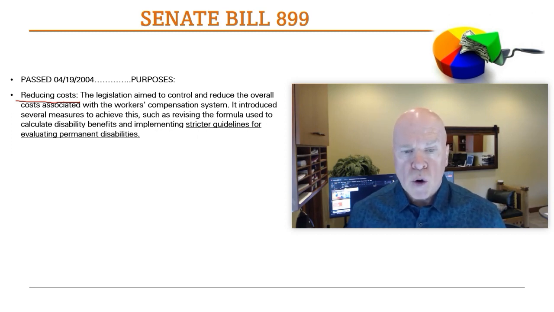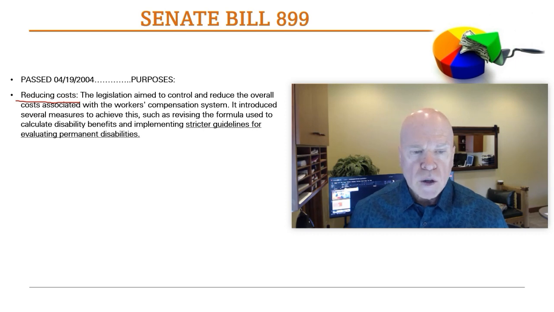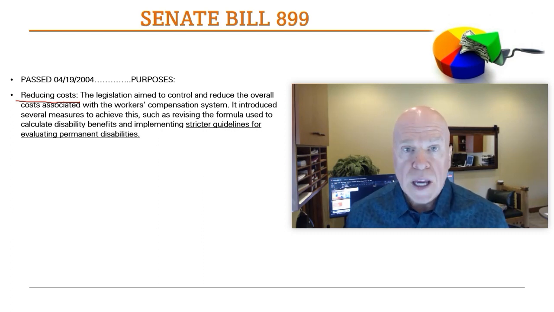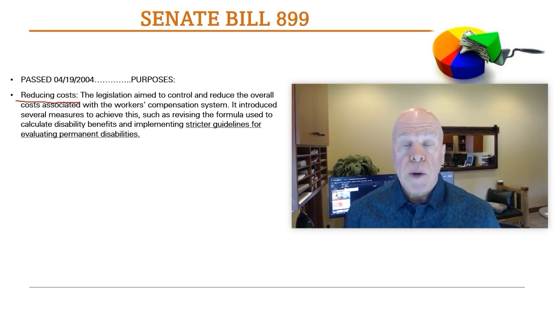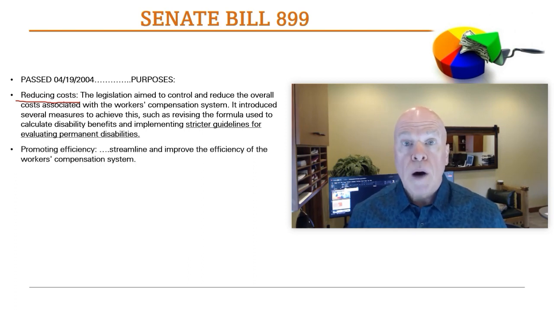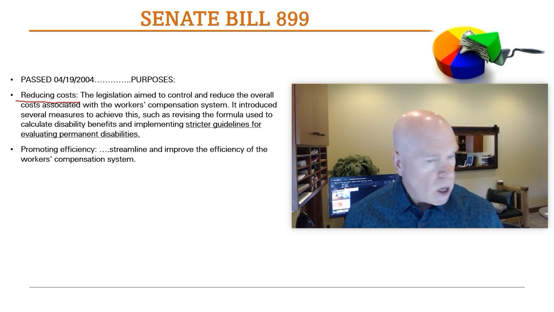The legislators aimed to control and reduce the overall costs associated with the workers' compensation system. This bill introduced several measures to achieve this, such as revising the formula used to calculate disability benefits and implementing stricter guidelines for evaluating permanent disabilities, such as number one, introducing the AMA guides to the evaluation of permanent impairments, and number two, reform of our apportionment laws governing the apportionment of such disabilities.